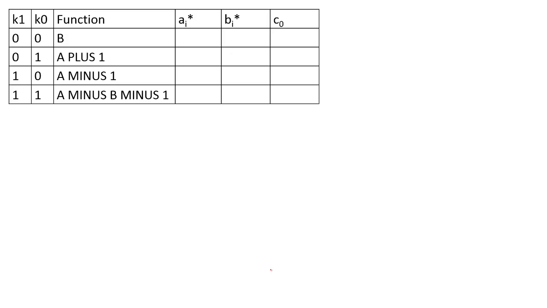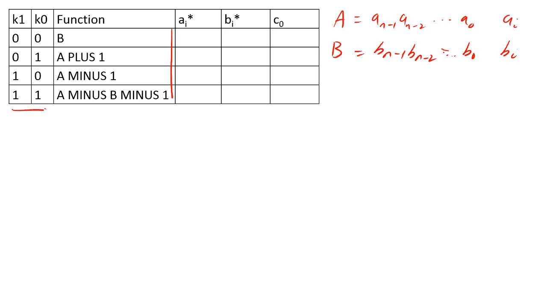Let's build an ALU, and what we're going to do for this is we're going to assume that we've got two numbers that we're trying to add together, A and B, and they're each composed in 2's complement notation with a set of bits indexed with the i's. And yeah, the most important thing is that they're in 2's complement, otherwise this doesn't work. Okay, and so we've got 4 functions controlled by 2 control bits, k1 and k0.